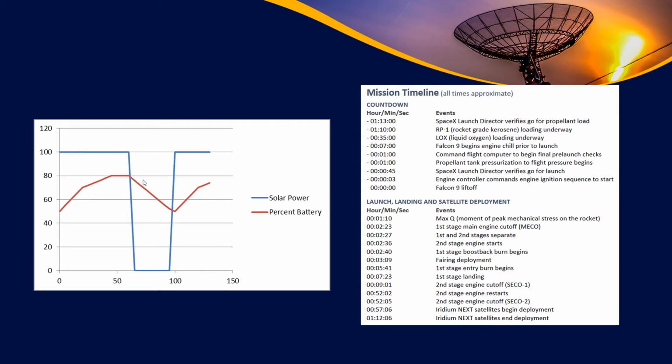And this is an example of what one of these power curves might look like with just a couple of sample plots. You want to have enough power such that your batteries can be fully charged before you go into eclipse and then come down. Now notice this is actually only 80% charged. Why is that? Well, your batteries are on orbit and they need to last for a very, very long time.